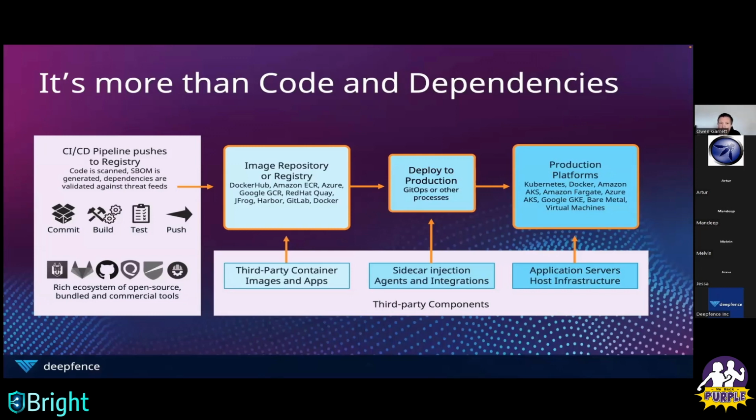But the fact of the matter is that what runs in production is not the same as what the development team staged to be deployed into production. When applications are deployed into production, they can be decorated, enhanced, extended in a range of different ways. Sidecars can be added, agents or additional integration may be embedded within those containers or applications when they're pushed into production. There'll be third-party container images and applications, so databases or monitoring tools or container agents that came from other sources that have found their way into production. And of course, there's the host infrastructure as well.